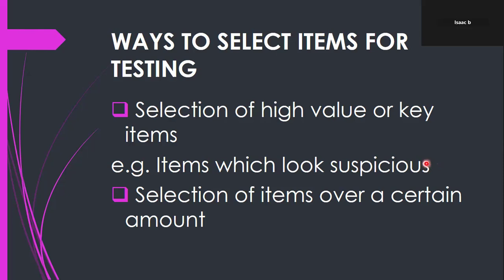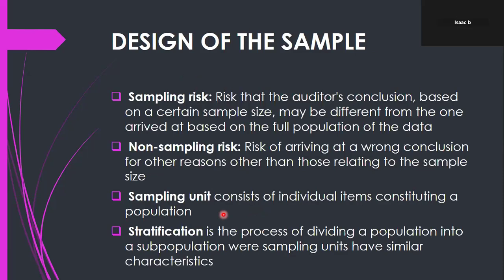Then we're going to make sure we sample this amount of receivables or payables as appropriate. Then there is selection of items over a certain amount. So if invoices are above, say, 1,000, all invoices above 1,000 are the ones that we're going to select. That's one of the ways of selecting items for sampling, but this is just for knowledge's sake.